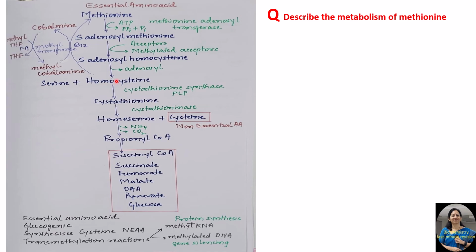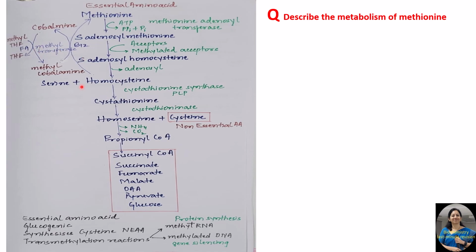Now this homocysteine can be reconverted back to methionine with the methyl group donated by methyl cobalamin, which gets converted to cobalamin, and the enzyme is methyl transferase. Now this methyl cobalamin actually is the transport form of vitamin B12. It is regenerated back using the methyl group donated by methyl tetrahydrofolate, and after donating the methyl group to cobalamin, this methyl tetrahydrofolate gets converted to tetrahydrofolate, and this is the active form of folic acid, and the enzyme remains the same. It is also methyl transferase.